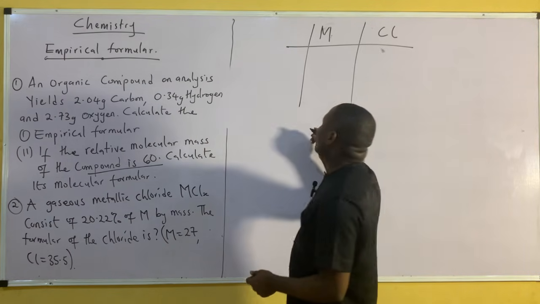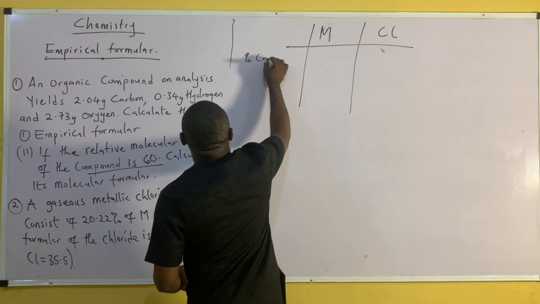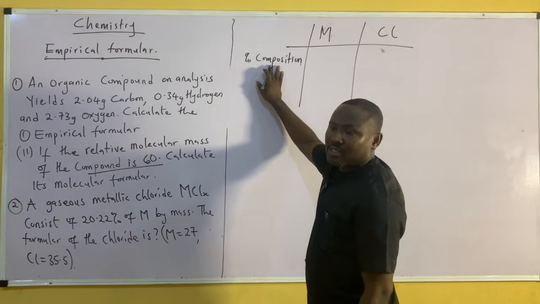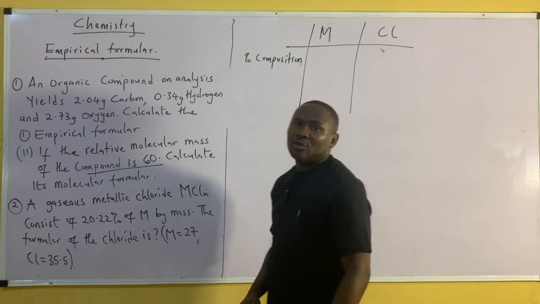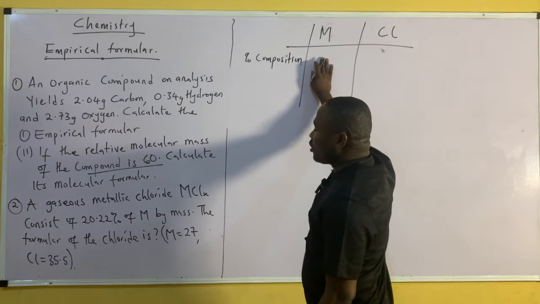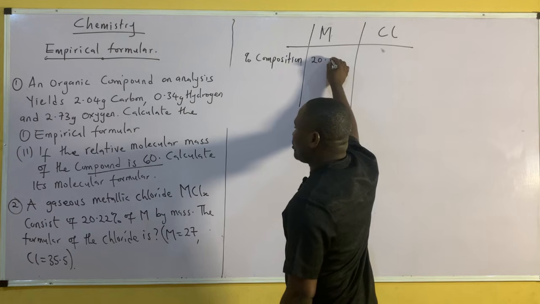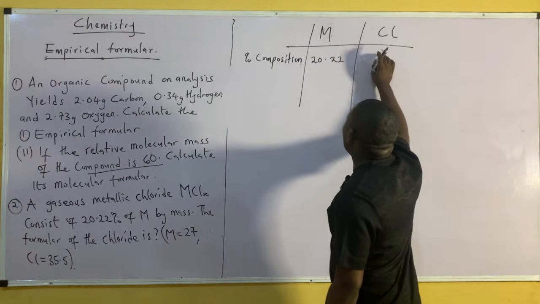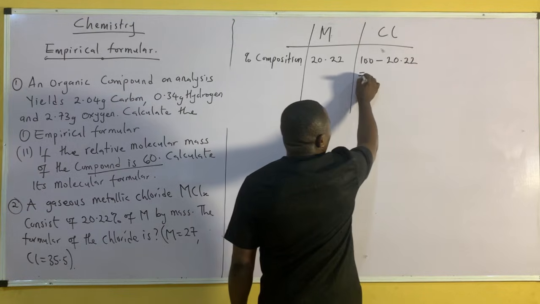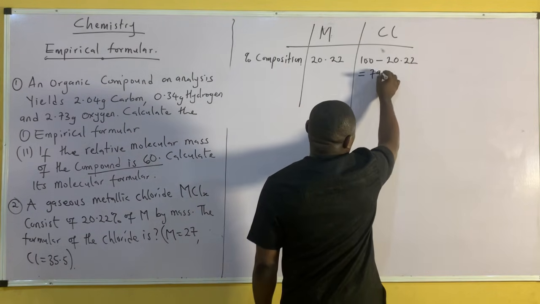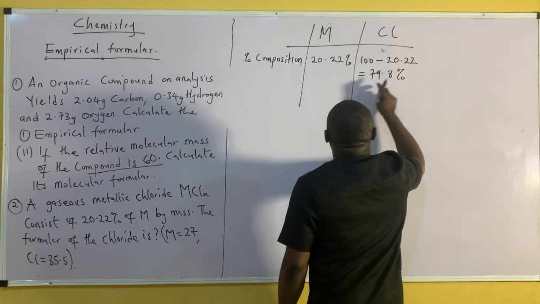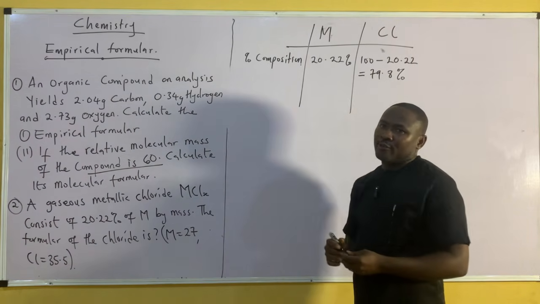It's simple to get. So now I'll say percentage composition. In my previous question, I used mass because mass was what the question gave me, but now the question is giving me percentage composition. The percentage composition of M is 20.22. What about chlorine? It would be 100 minus 20.22, which becomes 79.8%.